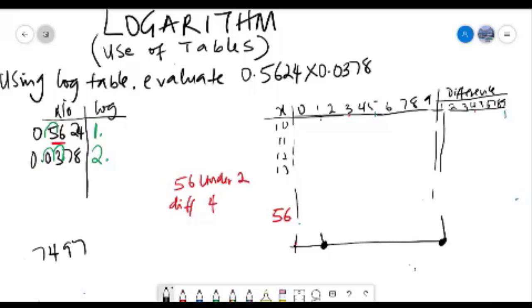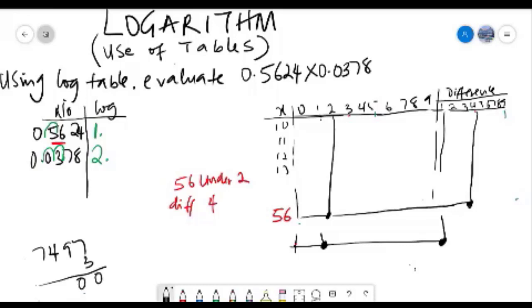And then once you finish tracing 56 under 2, trace it to difference 4. Difference 4 will be the value around here. So 56 under 2 difference 4 will give you 3. So you add that 3 to this 7497, and of course you have 7500. So you put your value 7500.